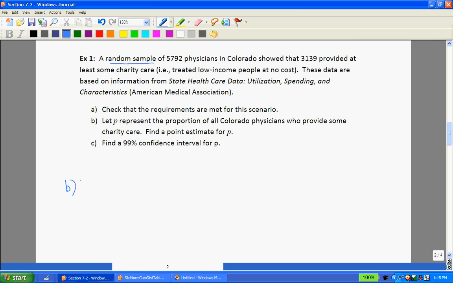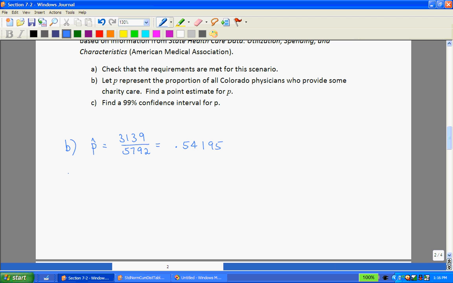So our point estimate is going to come from this sample. P hat would be the proportion, the 3,139 who do provide some charity care out of 5,792 physicians in the sample of physicians in Colorado. And that gives us 0.54195 if you go out a few decimal places. Okay, so P hat, remember, is the point estimate for P, which we probably don't know.